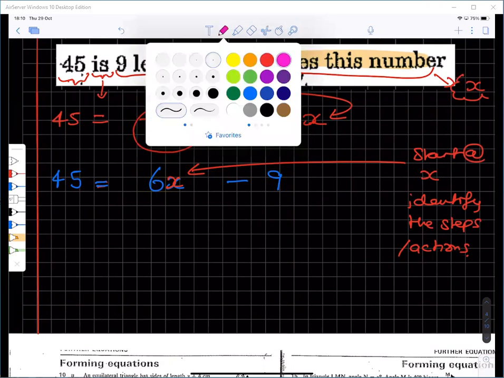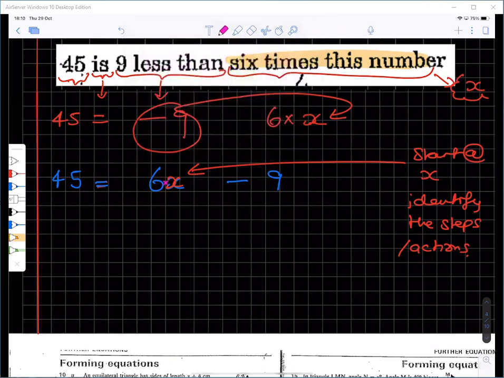The first action on the x is 6 times. Fantastic. What's the second action on the x? The second action is minus 9. Which action do I move first? So you move the second action. You always move the last action first. Opposite of minus 9 is? Add 9. Fantastic. What's 45 add 9? 45 add 9 is 54.